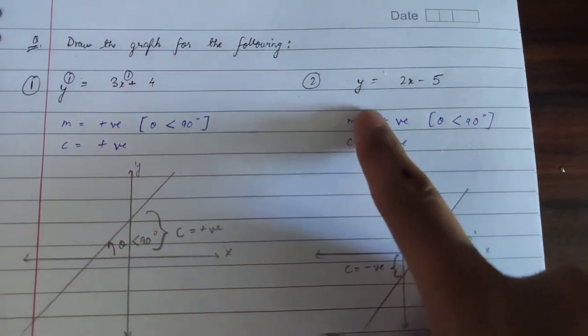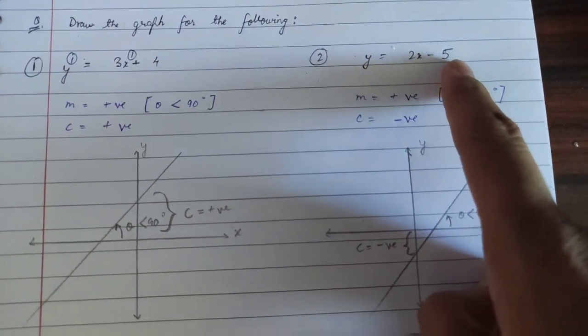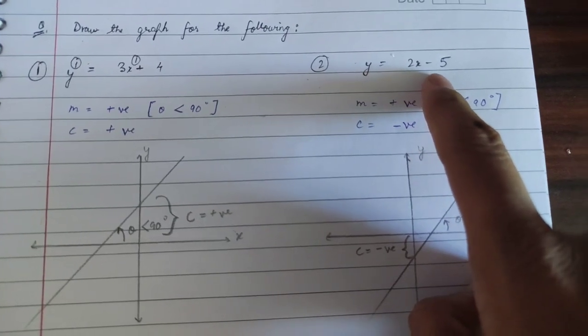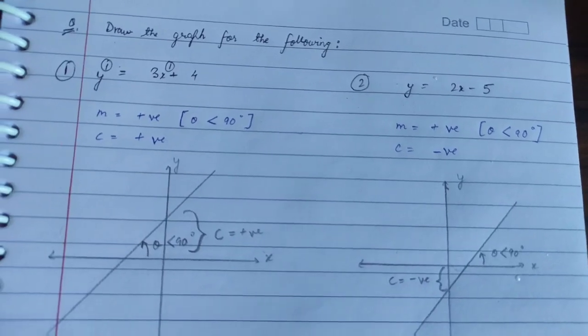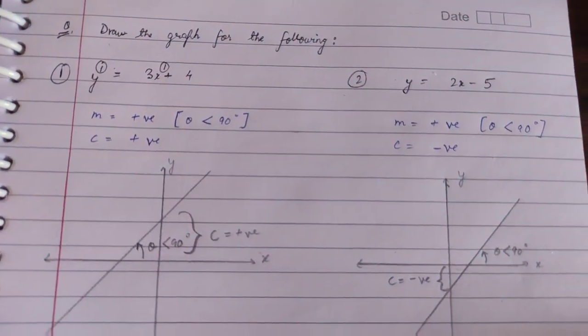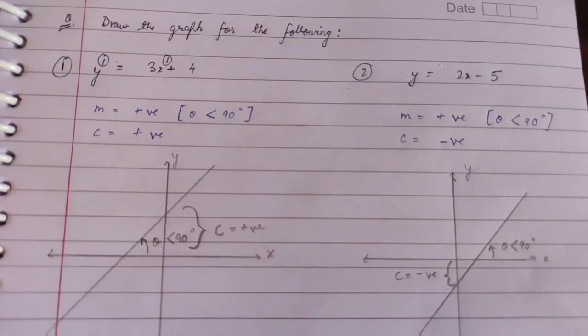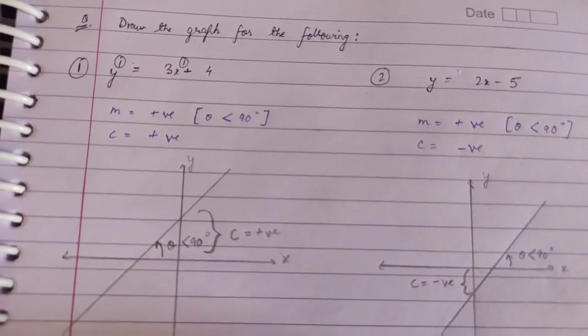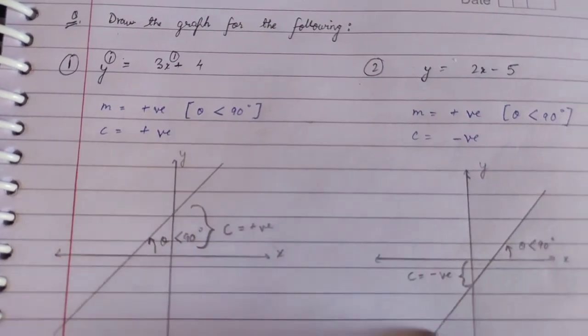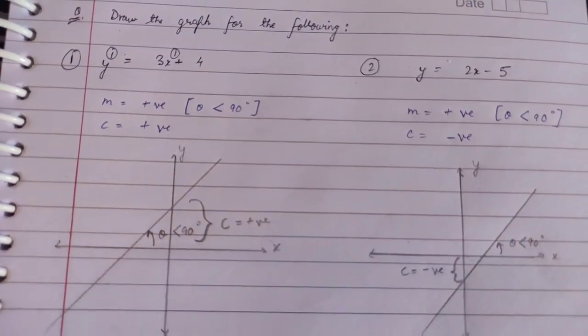Now the second example, y = 2x - 5. Now m is positive here, but c is negative, so the y intercept would be below the origin on the y axis. Okay, so the line will be like this, since theta is less than 90 degrees.